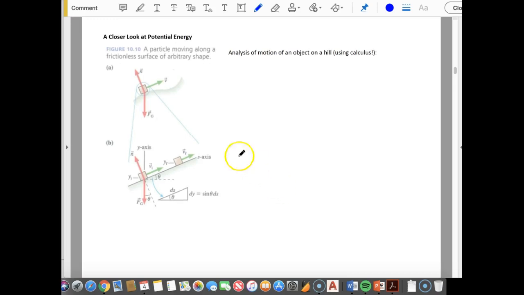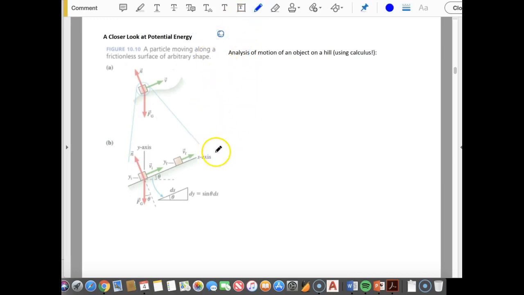This is the last part of the notes for part 2. This is a little bit closer look at potential energy. So one of the things that we're going to look at is a Cartesian axis here. I'm going to see if I can get rid of that box that's hanging out there. So let's get rid of that. We'll put a new thing up here.